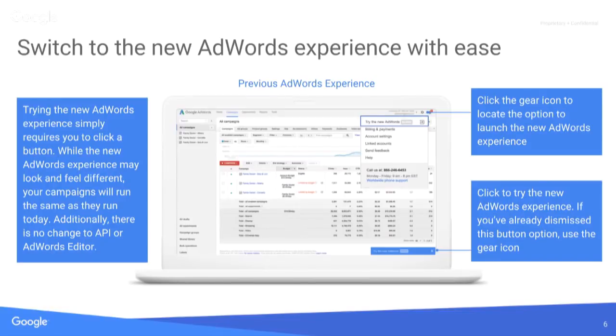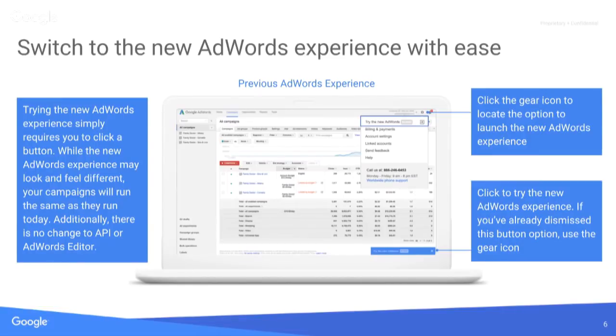Some of you might log in and actually just see the invitation to try the new experience. Now, there are two key ways that you can access the new UI. The first is through the gear icon in the upper right-hand corner of the previous AdWords Experience. You can see there it says, try the new AdWords.